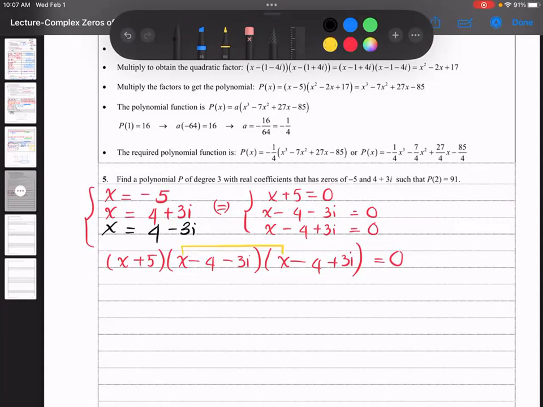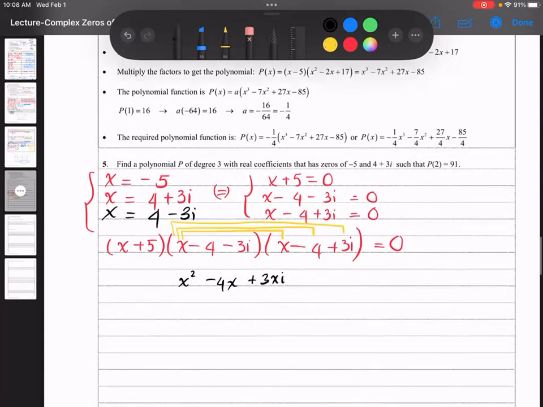So x times x is x squared. x times negative 4 is negative 4x. x times 3i is 3xi, I guess. 3xi. All right, one down, two more to go. Negative 4 times x is negative 4x. Negative 4 times negative 4 is positive 16.